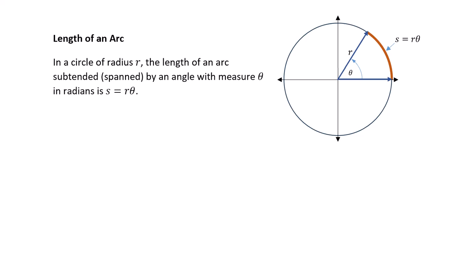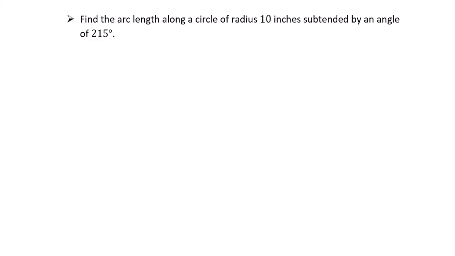Length of an arc. In a circle of radius r, the length of an arc subtended or spanned by an angle with measure theta in radians is S equals r times theta. Just note, theta must be in radians. Find the arc length along a circle of radius 10 inches subtended by an angle of 215 degrees.